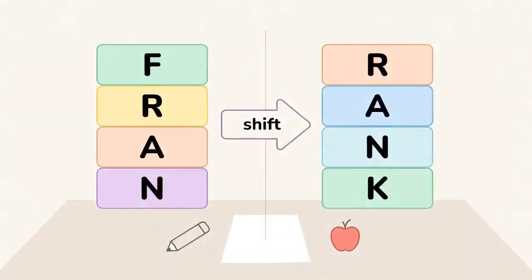Here is how the model gets its homework. On one side is the input, like FREN. On the other side is the answer key, like RENK. The answer key is the same letters, just shifted one step forward.